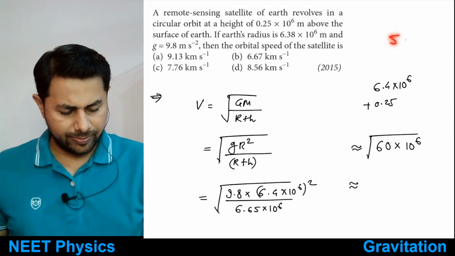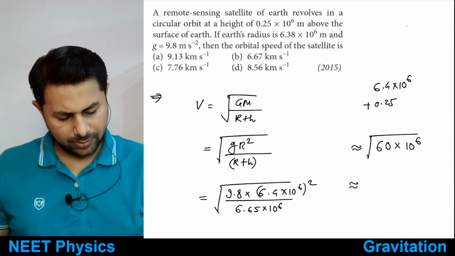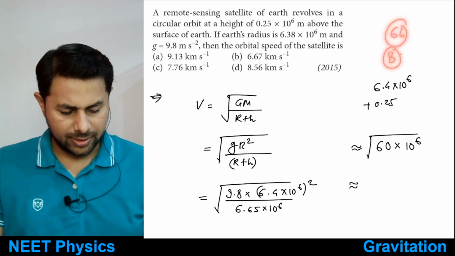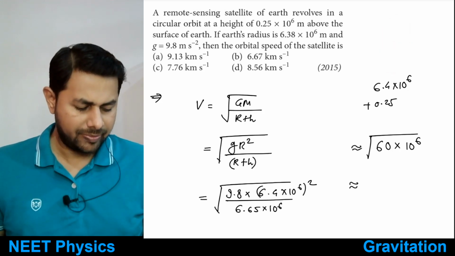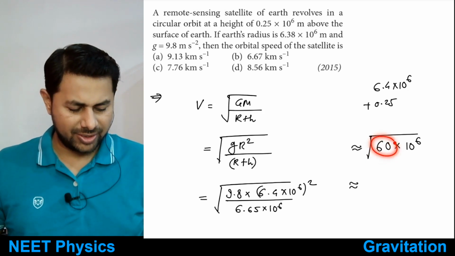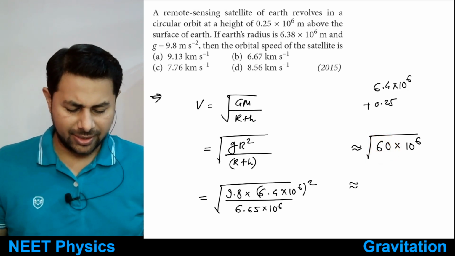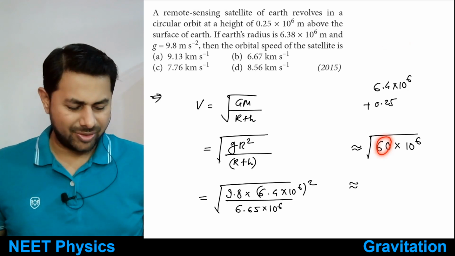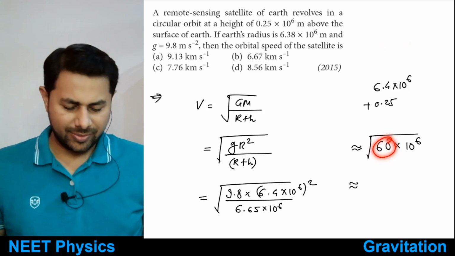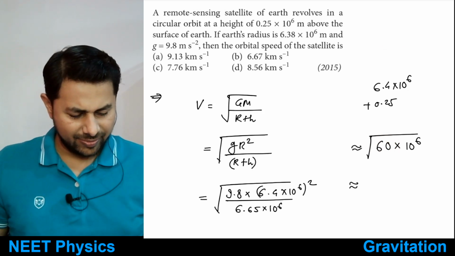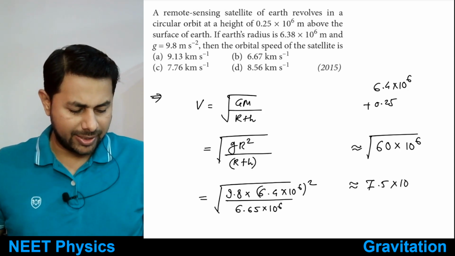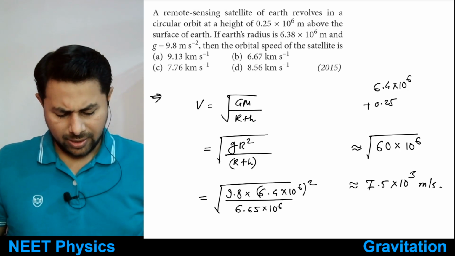The square root of 64 is 8, right? Then it means that it is less than 8 because it's 60, but it's definitely greater than 7. Why? Because the square root of 49 is 7, and this is a round figure, so it will be nearly 60. So something between 7 and 8, 7 point something, let's say 7.5 × 10^3 meters per second, and that is option C.